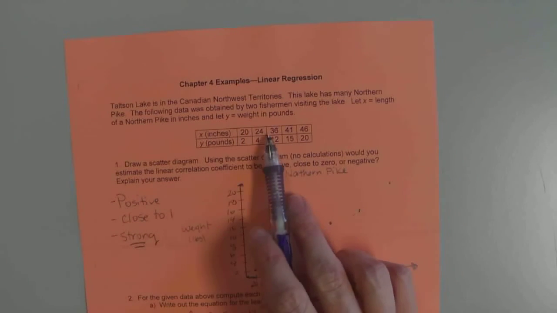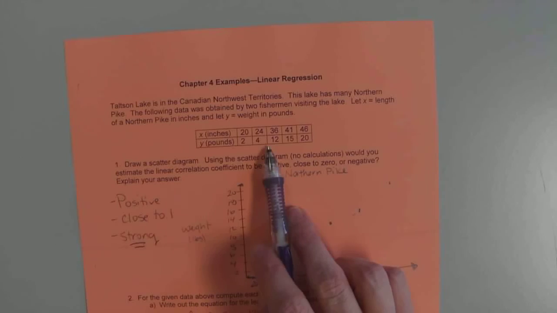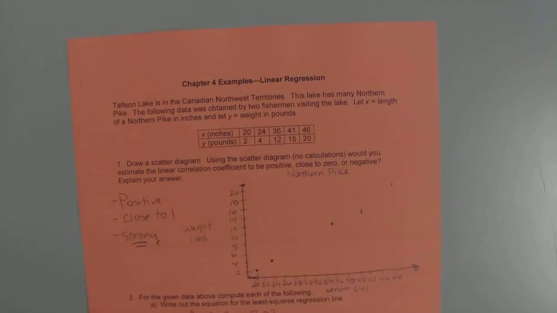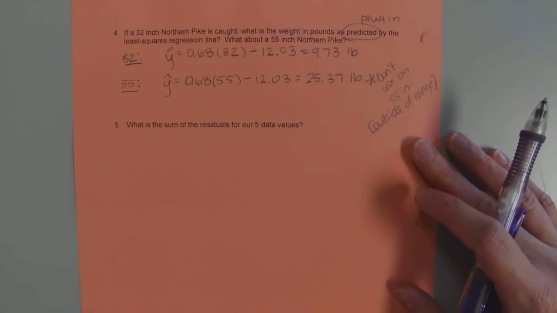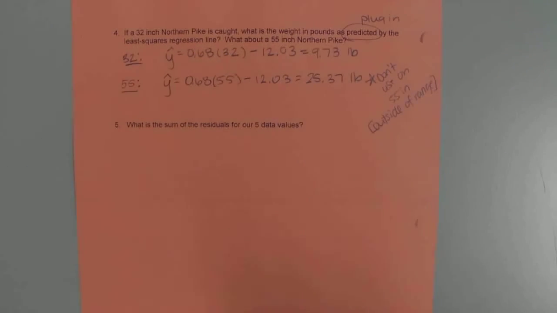32 falls right in here. Notice 32 is right in between here, and our answer was 9 point something. It falls right between 4 and 12. It works perfectly. But this one you wouldn't probably use for a 55-inch northern pike because we're kind of outside of that range. All right, last one, the sum of the squared residuals.